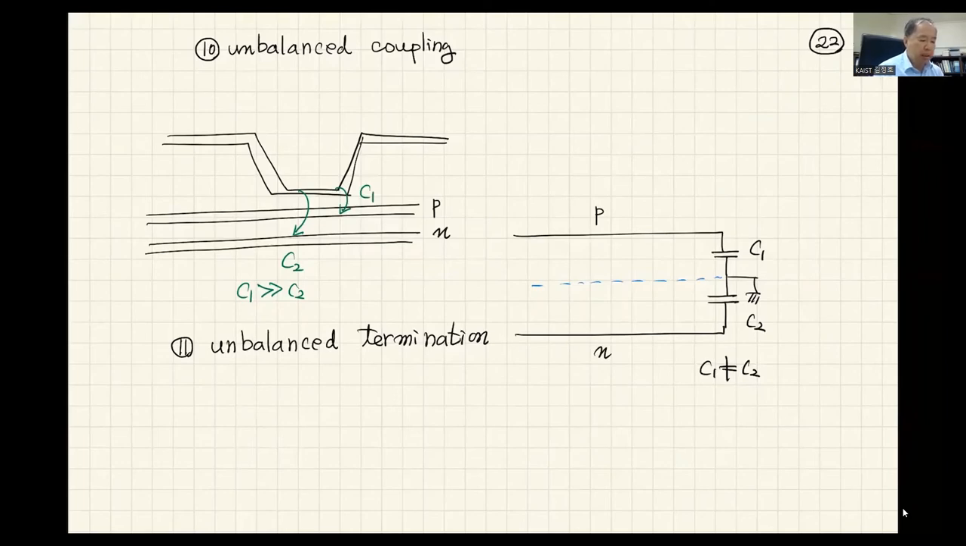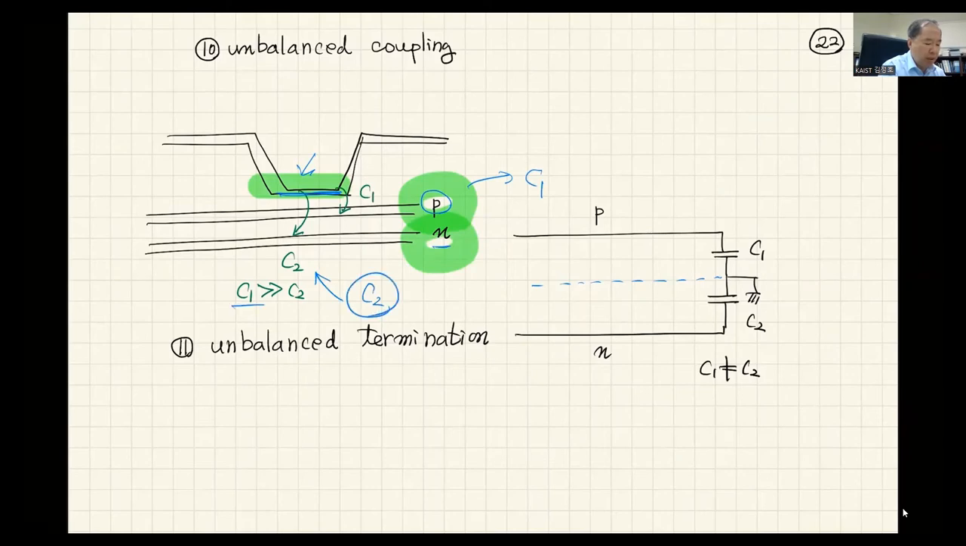Okay, let's continue this imbalance issue. Let's assume that we have P line and N line. Let's assume that we have another adjacent line. Then the distance between this line and P line is going to generate the C1 capacitance, and the parasitic capacitance between the line and N line may be different. Then we may have different capacitance.